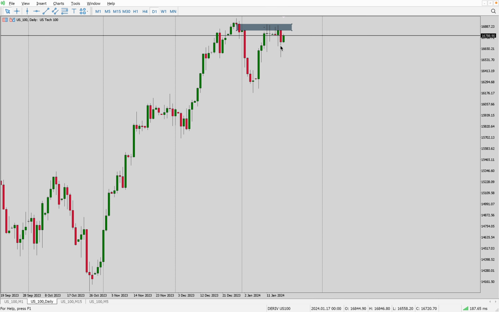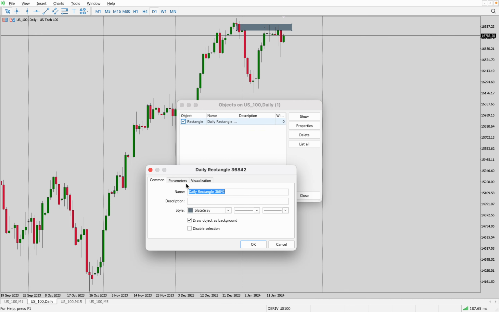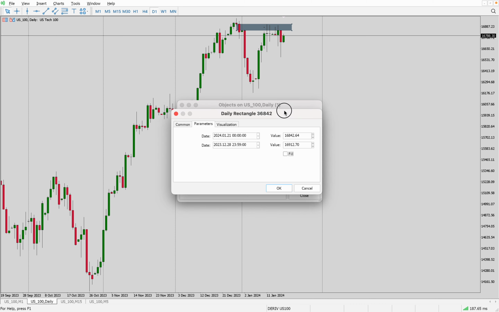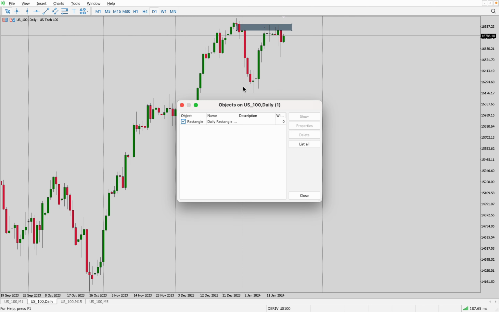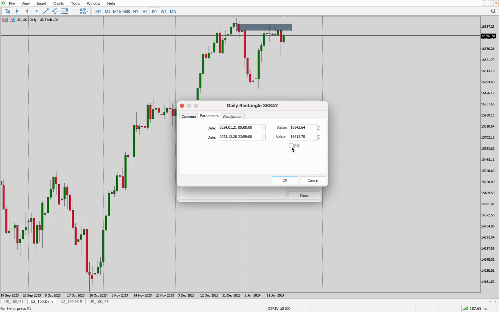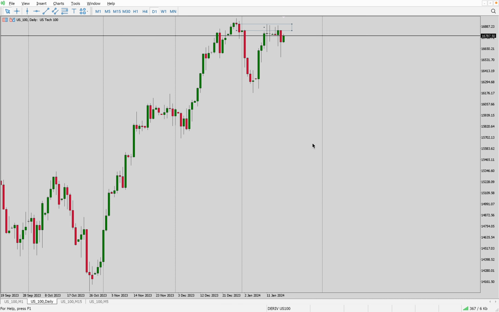And yesterday we saw this monster move. I sent a voice note about this in the group chat. This monster move validates to me that this entire area in here is in fact an imbalance, and we should see price falling off of that number. There it is. The open of the day yesterday was exactly on the low of this fair value gap.